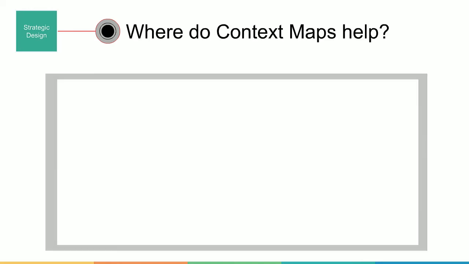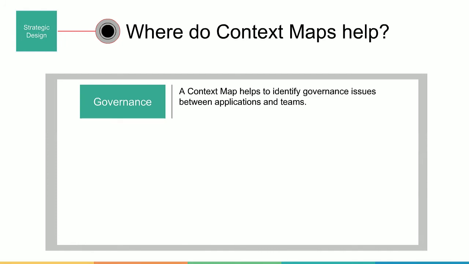Now, where do the context maps help us? First thing, we can identify governance issues. We can see, is one team eventually blocking another team?